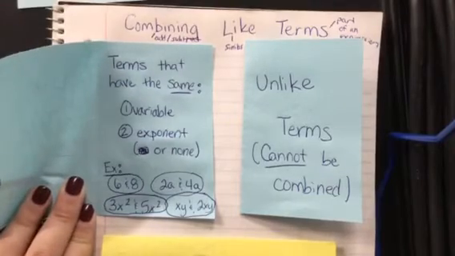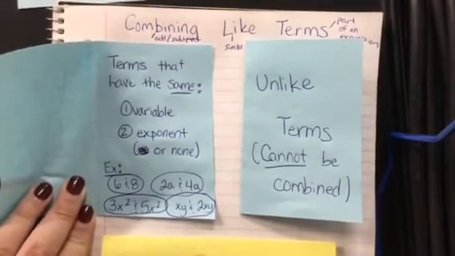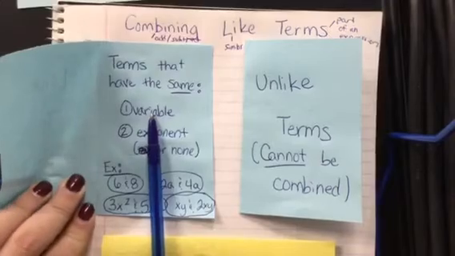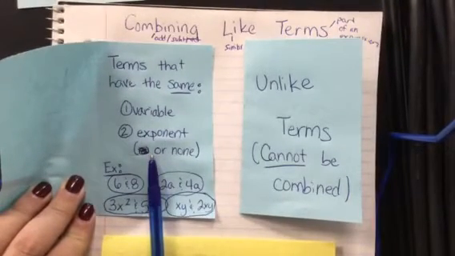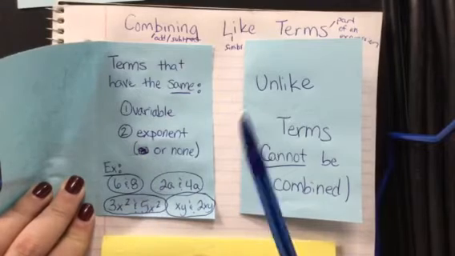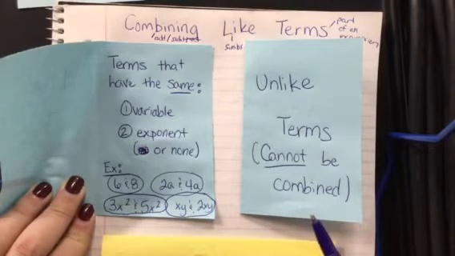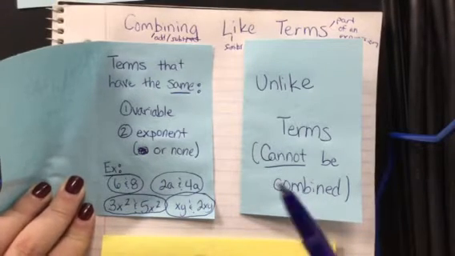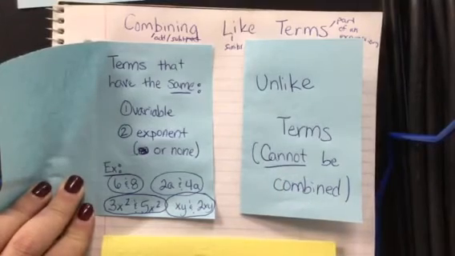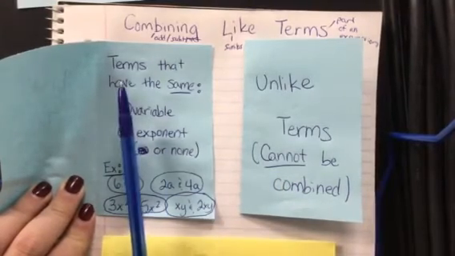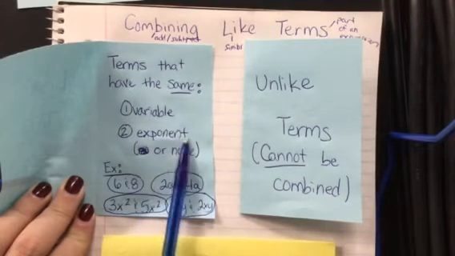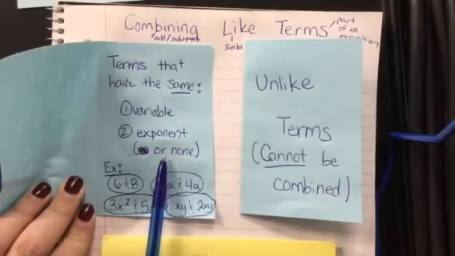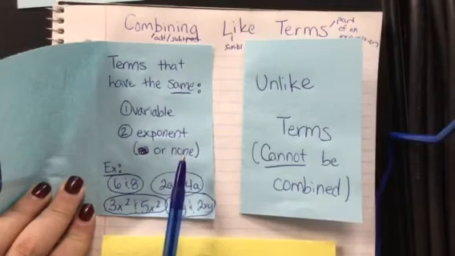So like terms have to have two things that match: the variable and the exponent. Or they may have neither. And we call those constants from yesterday. So like terms have the same variable and the same exponent, or they have neither.